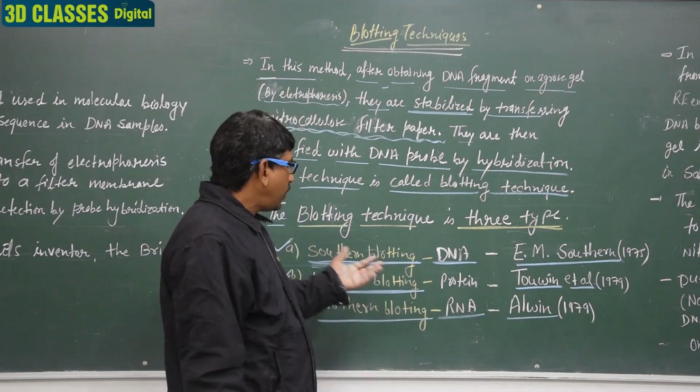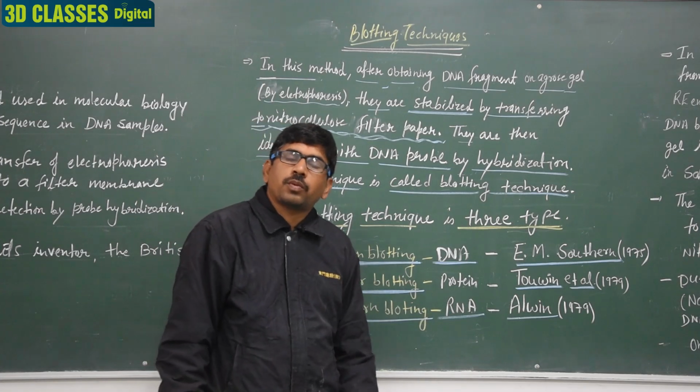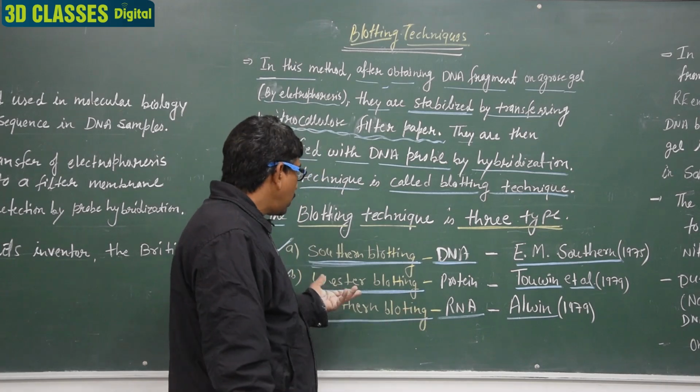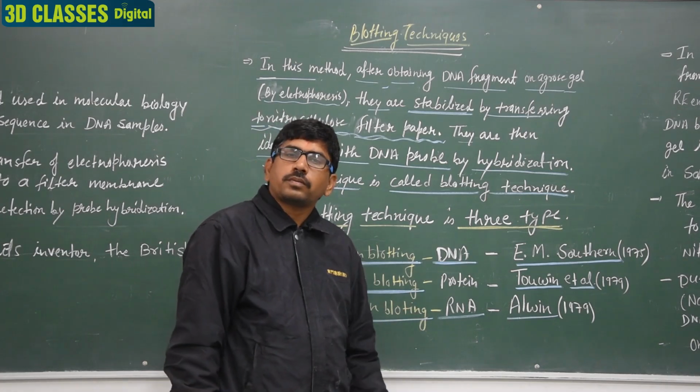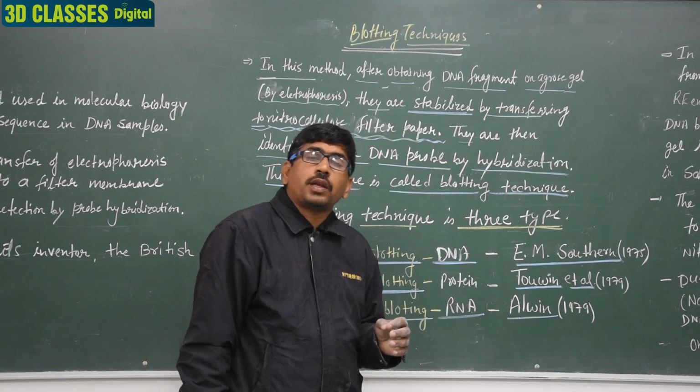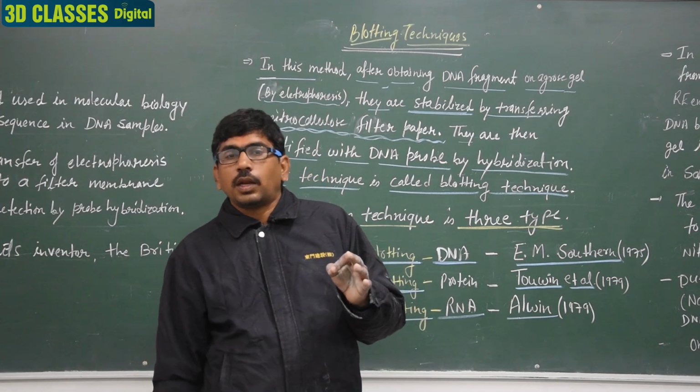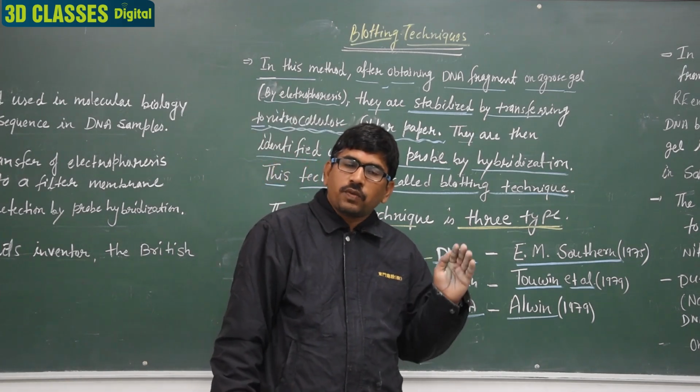After that we will discuss one by one: Southern blotting, then Western blotting, then Northern blotting. The first is Southern blotting for the DNA. Clear? We will discuss them here one by one.